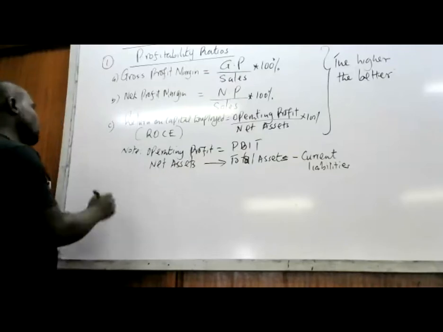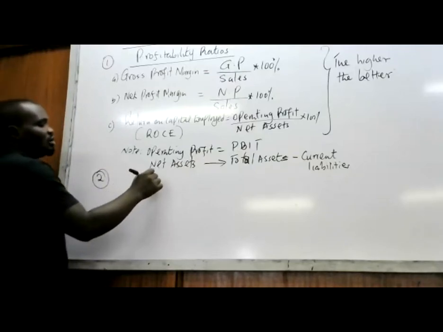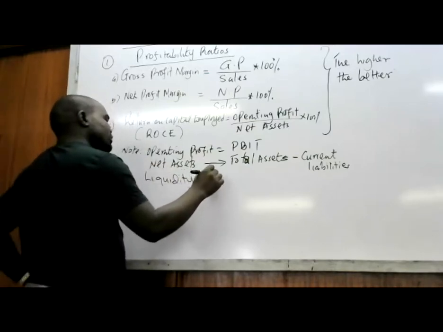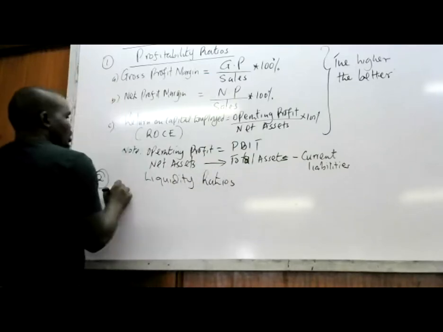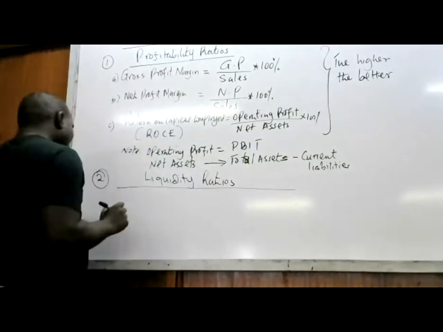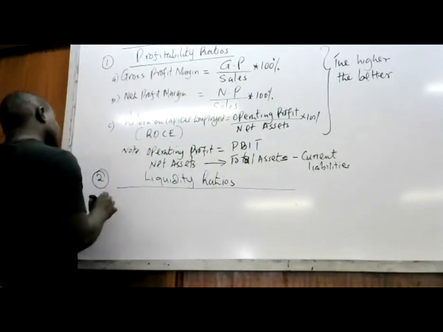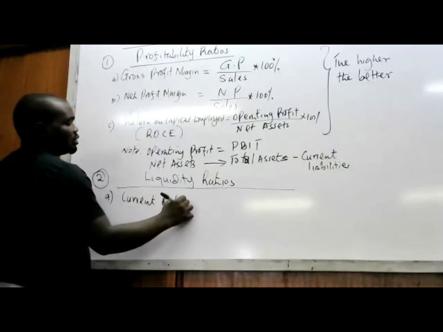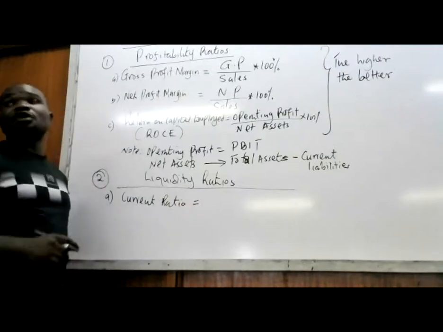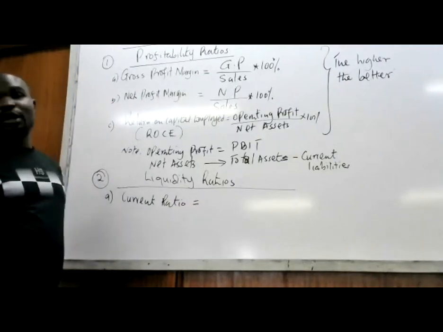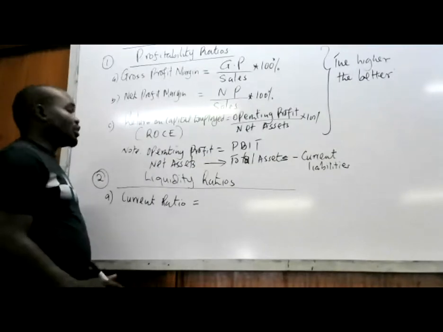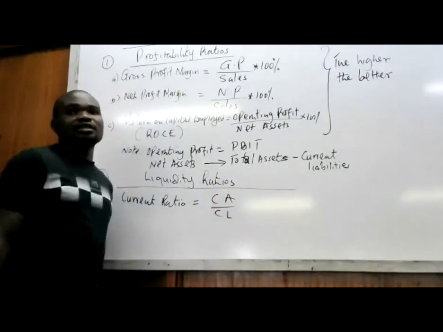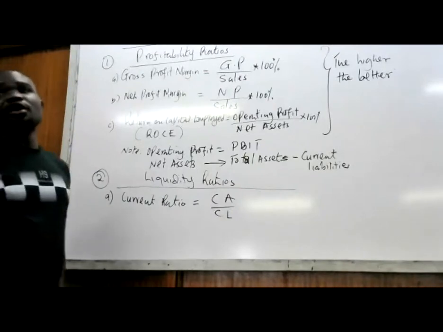All right, let's go to number 2, liquidity ratios. There is what we call the current ratio. Imagine, you have to know these formulas. That is the funny part of it. So current ratio is current assets over current liabilities.